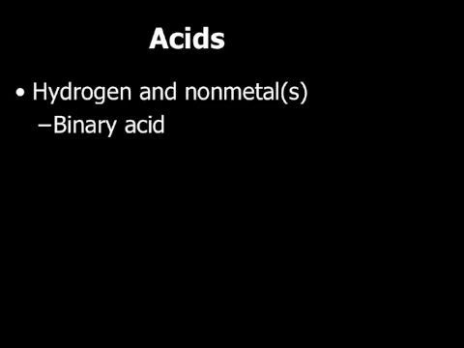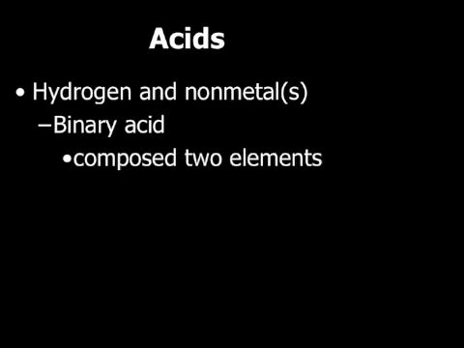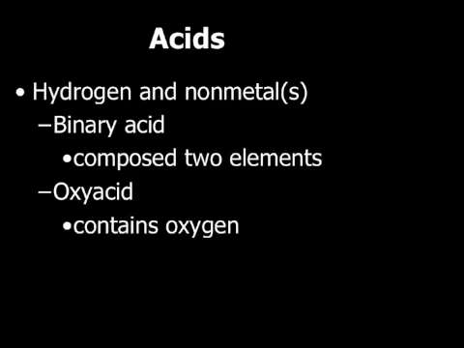Now when you have acids, there are actually two different types. There are binary acids, which are composed of two elements, just like the name says: hydrogen and one other element. An oxyacid, just like the name implies, is an acid that contains oxygen. It's usually hydrogen with a polyatomic that has oxygen in it. Binary acids and oxyacids are each named in their own way, so as you're going through your compounds, you have to pay attention to which type it is.